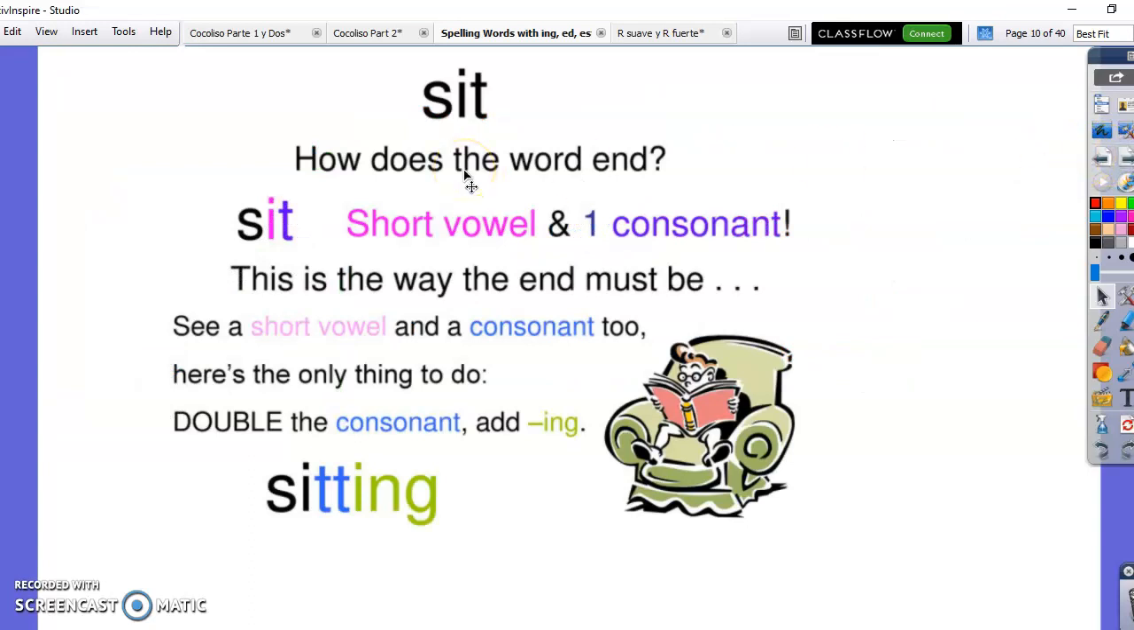So there's rules here for doing it. When we have a short word with a short vowel in it, like sit, when I add the ing to it, I have to double the consonant T. So there's the rule. How does the word end? Sit, short vowel and one consonant. This is the way the end must be, a short vowel and a consonant. Here's the only thing to do: double the consonant, adding ing.